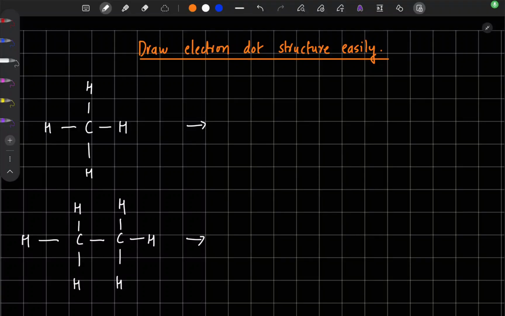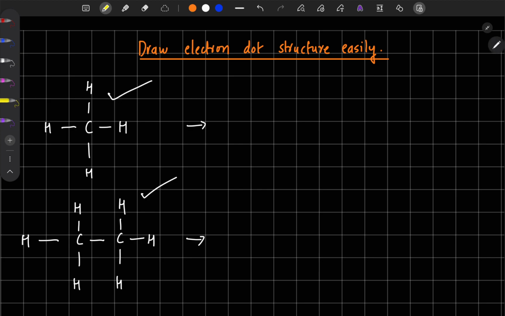Hi, in this video we are going to learn to draw electron dot structures easily. If you are able to draw structures like this, which are the displayed formula, displayed structure, or dash line structure, then we can easily draw the electron dot structure from it. That's what I'm going to show you.